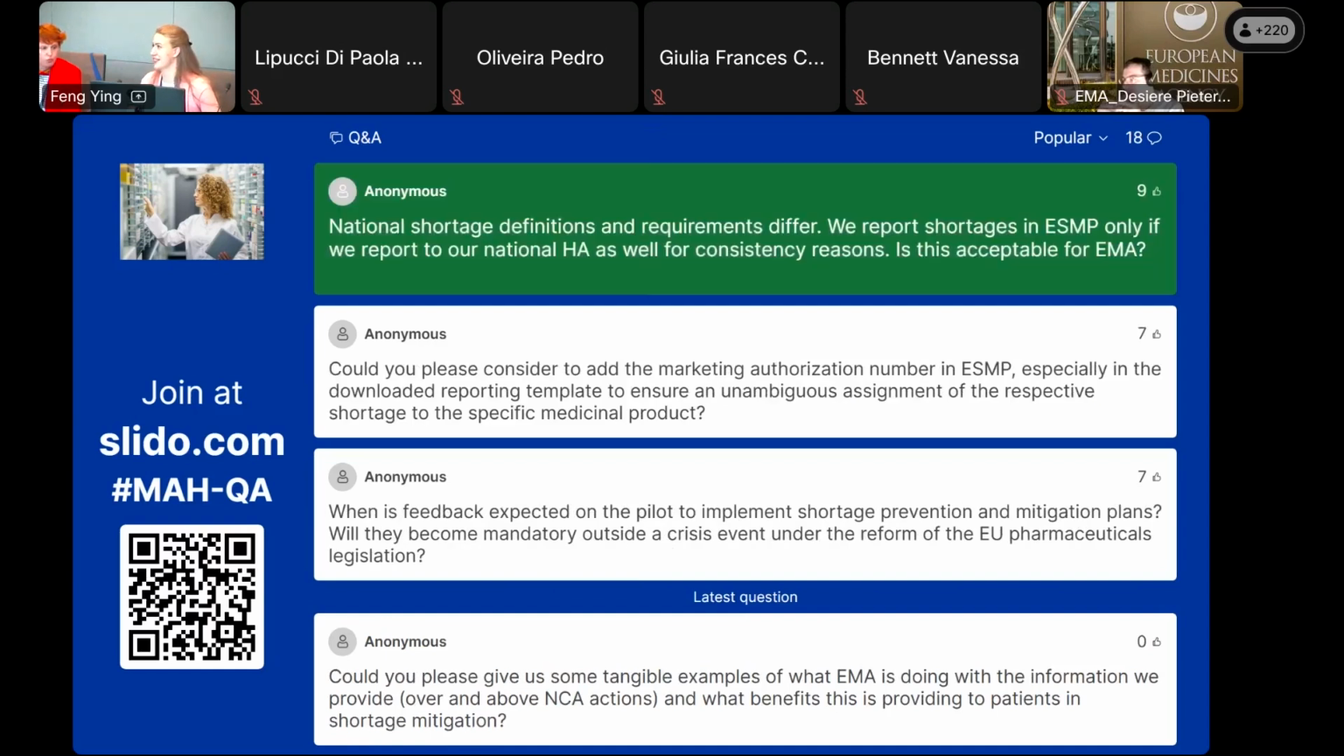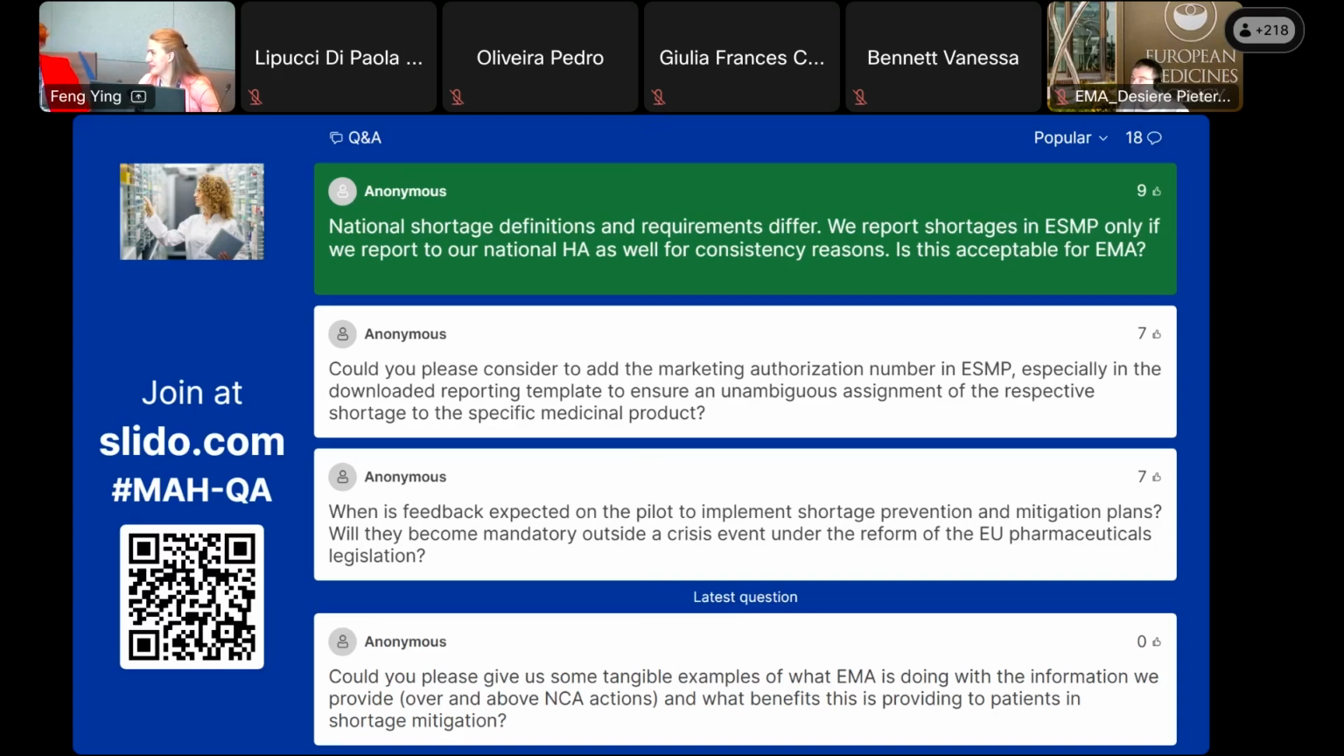Moving on to the next question. National shortage definitions and requirements differ. We report shortages in ESMP only if we report to our national health authority as well, for consistency reasons. Is this acceptable for EMA?